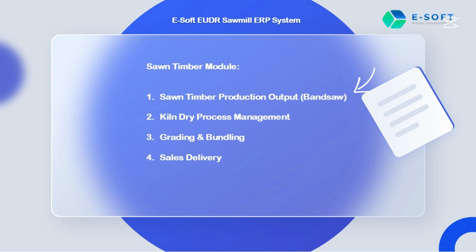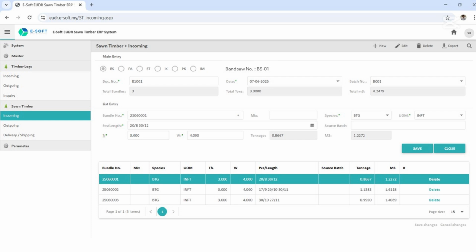The sawn timber module within the Sawmill ERP is designed to comprehensively manage the production, tracking, and sale of sawn timber. This module enables real-time visibility, efficient resource utilization, and accurate stock and sales management, ensuring traceability from raw logs to finished goods delivery. The production cycle begins with the bandsaw process.